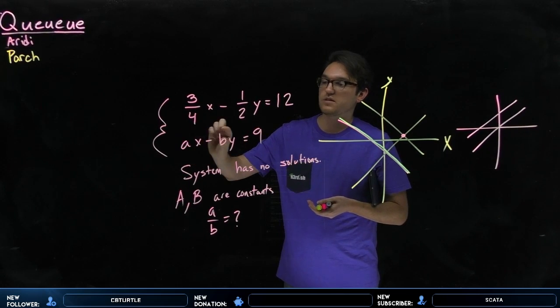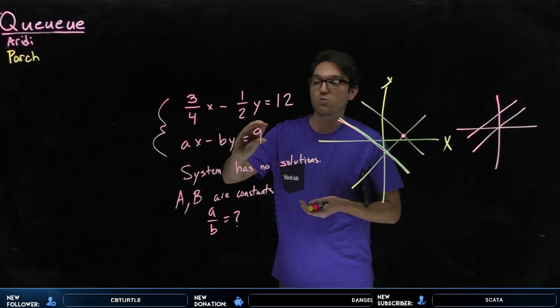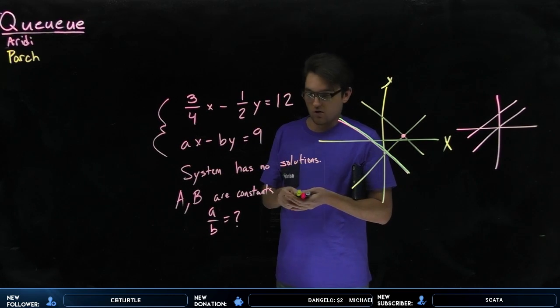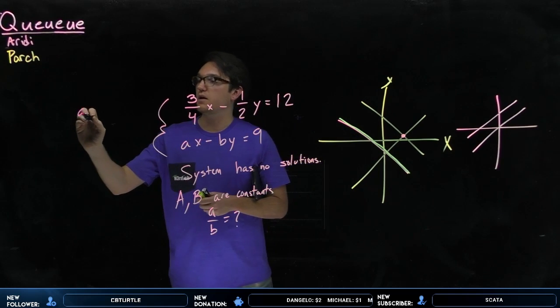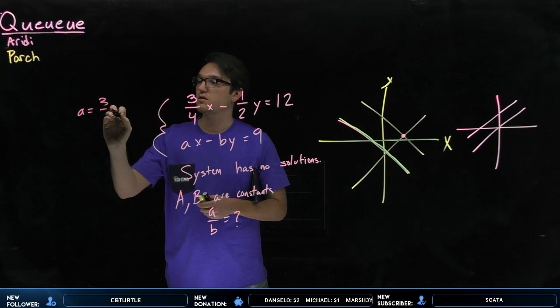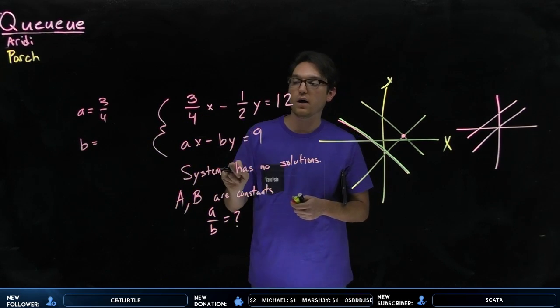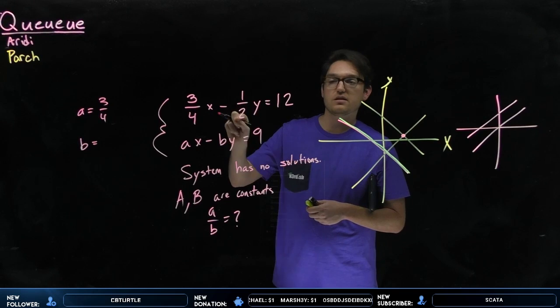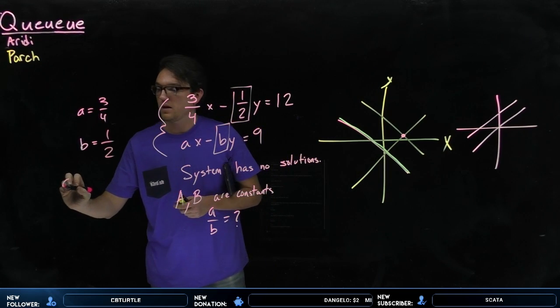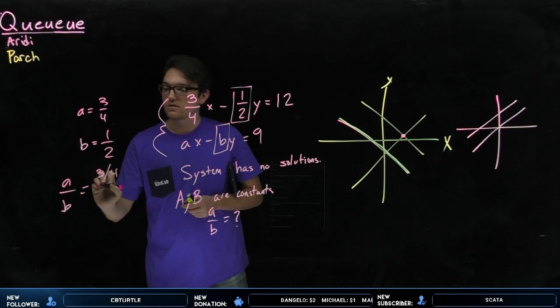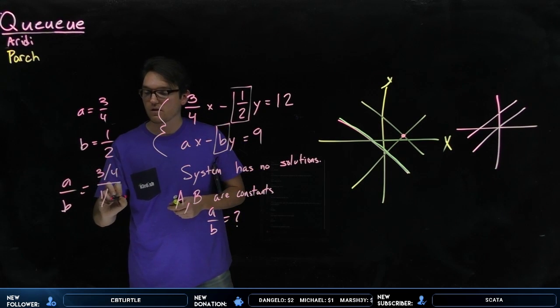If this is 3/4, if B is 1/2, this line will have the same slope as this line, and therefore they're never going to touch. So A is going to be 3/4. B is going to be, notice that we're subtracting by, so we want to use positive 1/2. So A over B would be 3/4 divided by 1/2.